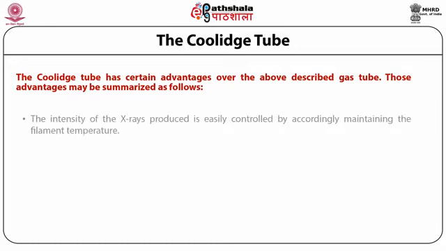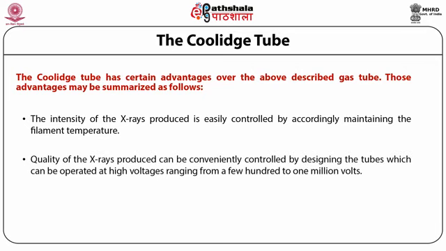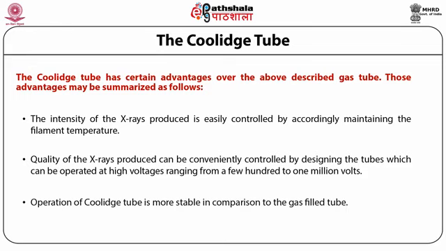Number 1, the intensity of the X-rays produced is easily controlled by accordingly maintaining the filament temperature. Number 2, the quality of the X-rays produced can be conveniently controlled by designing tubes which can be operated at high voltages ranging from a few hundred to 1 million volts. Number 3, the operation of the Coolidge tube is more stable in comparison to the gas-filled tube.